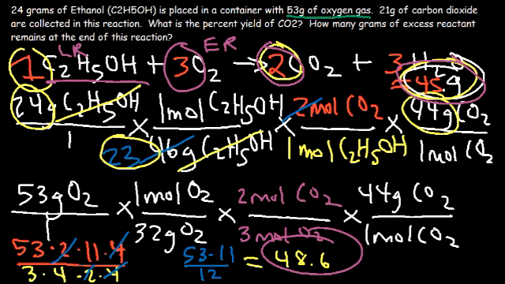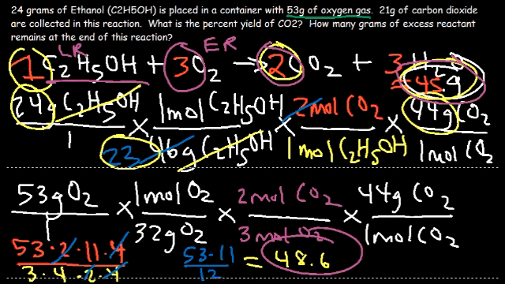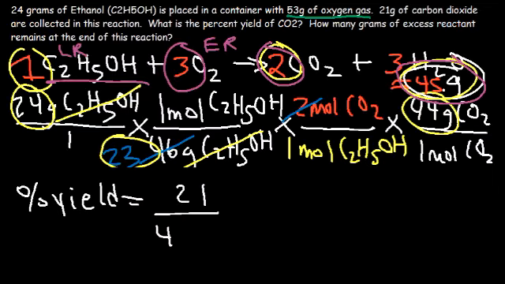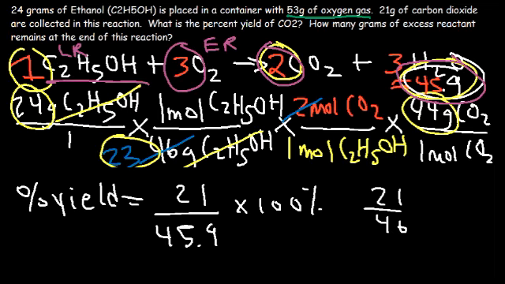So now that we know which one is the theoretical yield, we can calculate the percent yield. So the percent yield is going to be the actual yield, which is 21, divided by the theoretical yield, which is 45.9 times 100%. So let's round that to 21 over 46. So 23 over 46, that's like 50%. So this is under 50%. This could be like somewhere between 40 and 50% if we have to estimate it.